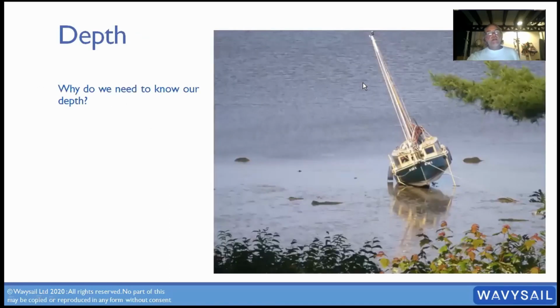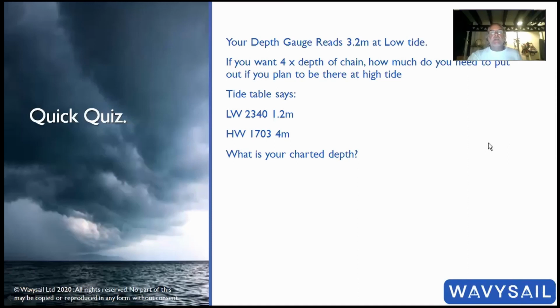Okay, so why do we need to know our depth? Well, I think there are lots of reasons. But if we look at it quickly and I do a little exercise, there's a good example of why we need to know our depth. Your depth gauge reads 3.2 meters at low tide. So it's now low tide, and you've got 3.2 meters below you. If you want 4 times the depth of chain, so whatever your depth is, you need 4 times chain. How much do you need to put out if you plan to be there at high tide?